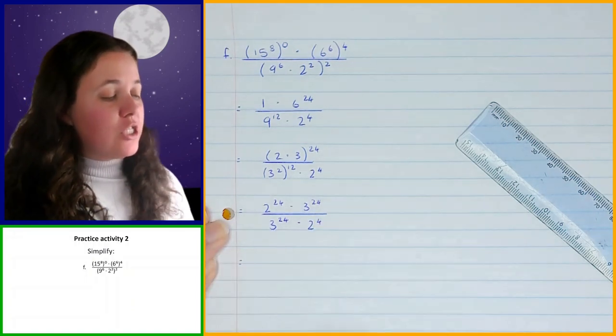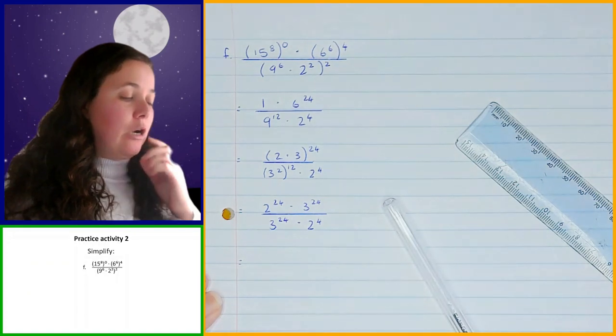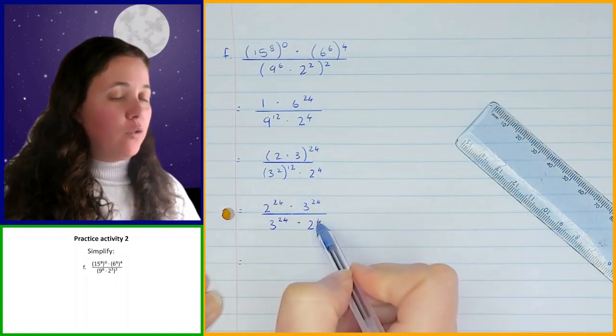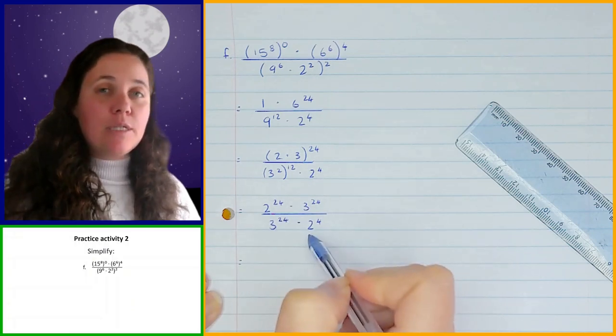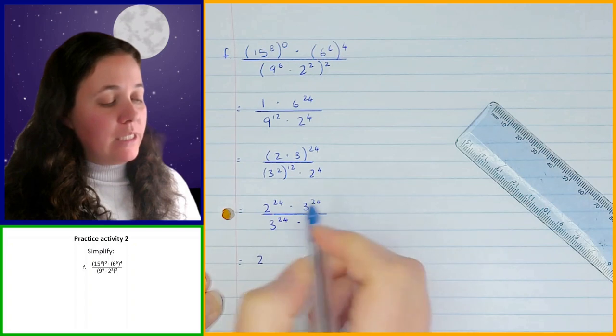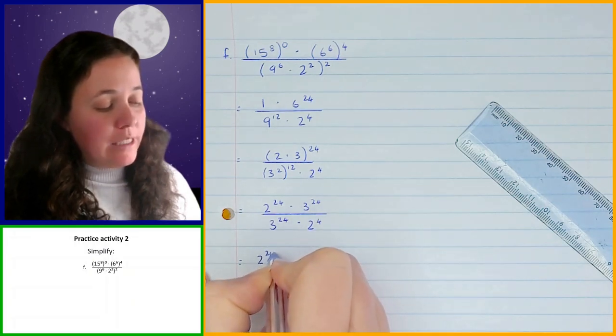Okay, so now let's have a look at our 2s. I've got 2 to the power of 24 divided by 2 to the power of 4. If I am dividing things with the same base, I keep the base the same and subtract the exponent. So 24 minus 4 is 20, so that's 2 to the power of 20.